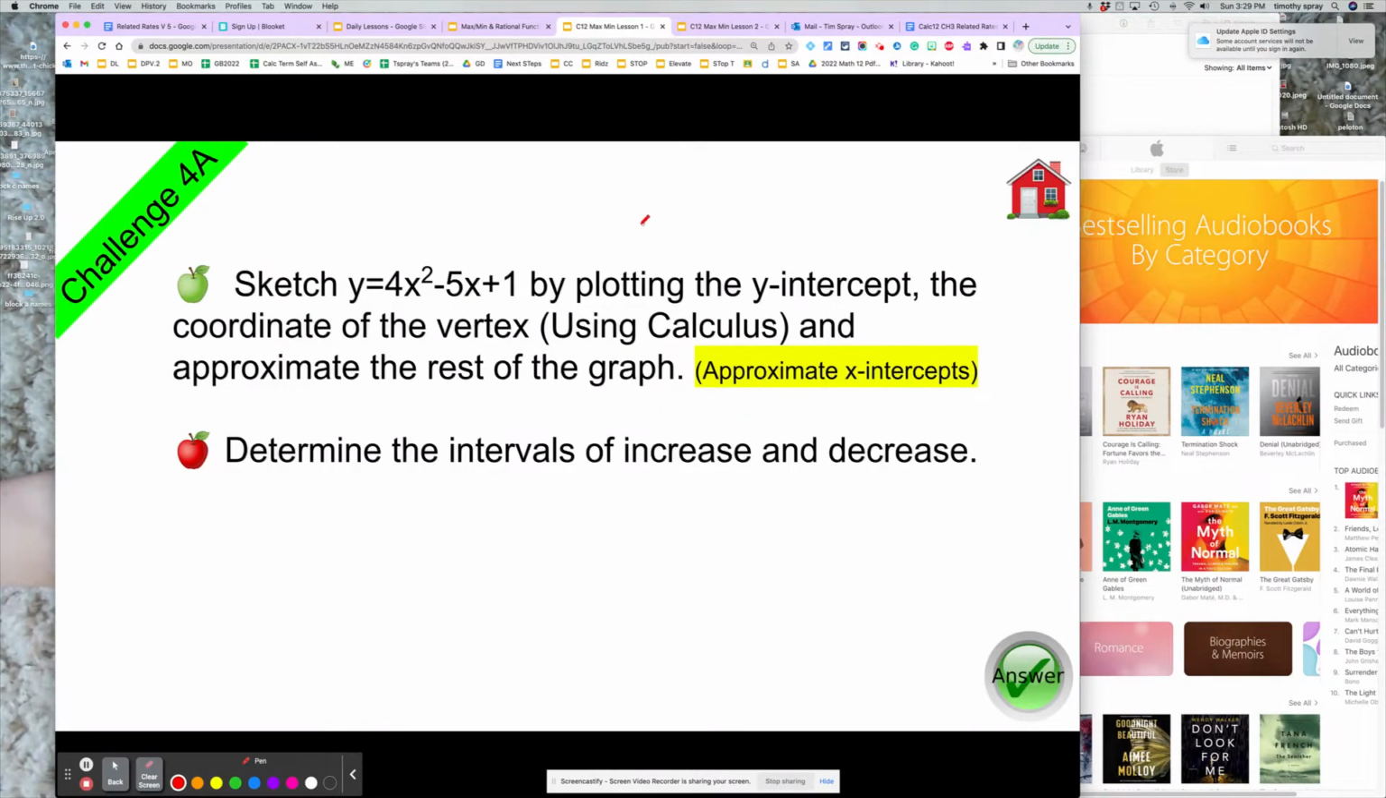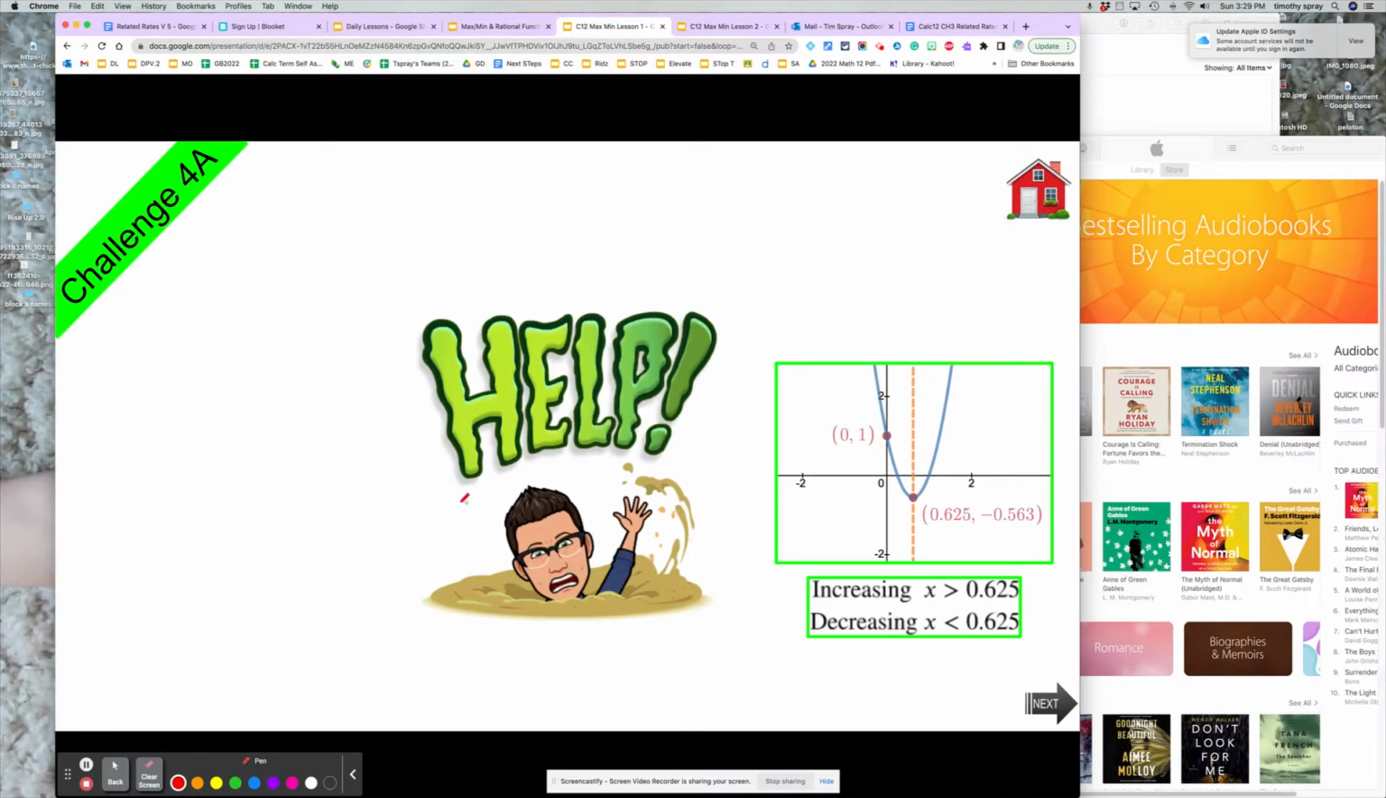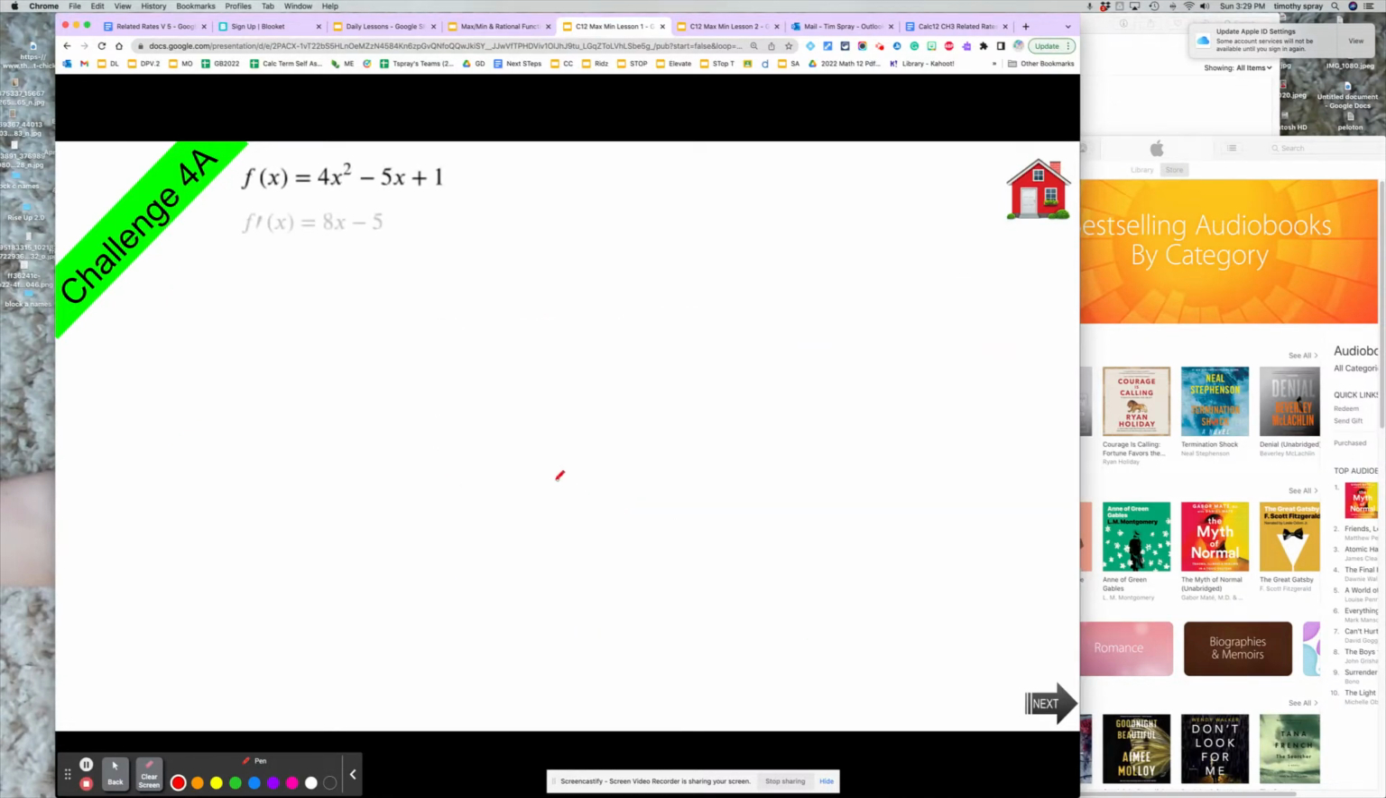What I'd like you to do right now is sketch this graph by plotting the y-intercept, the coordinate of the vertex, using calculus, and approximate the rest of the graph. Determine the intervals of increase and decrease. Okay, so let me show you how we can look at that.